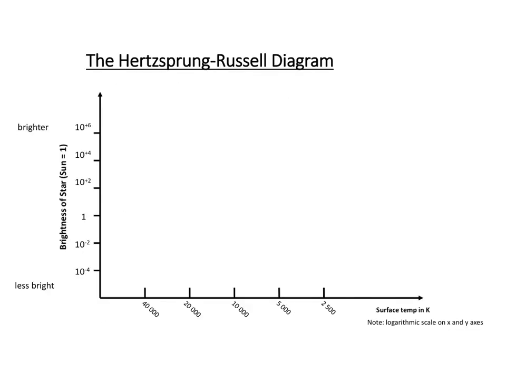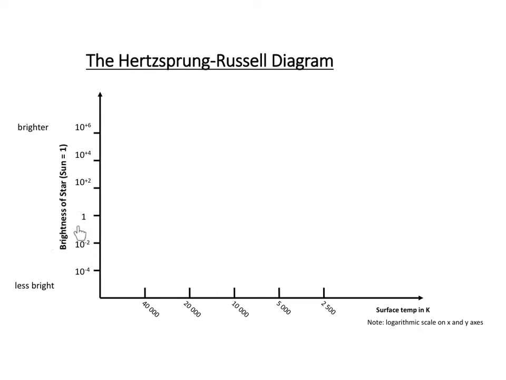Okay, so this is what it looks like. Okay, so across the bottom we've got our surface temperature. You'll notice this end is cooler than this end. Okay, so it's a reverse scale. All right, and up here we can see the brightness of the star.